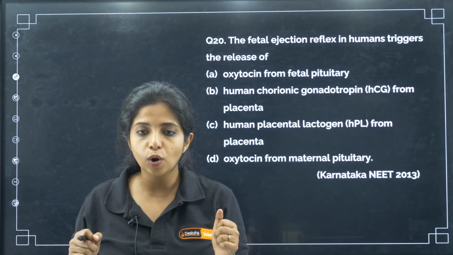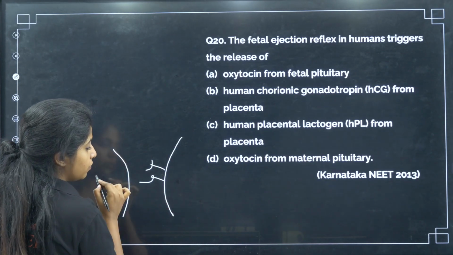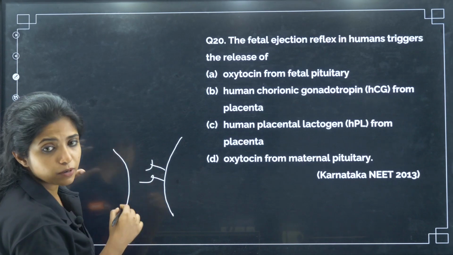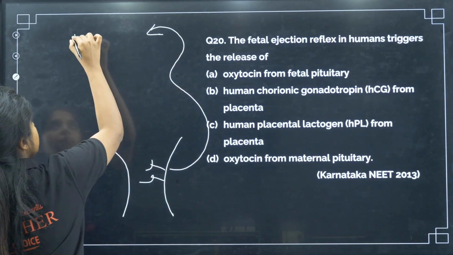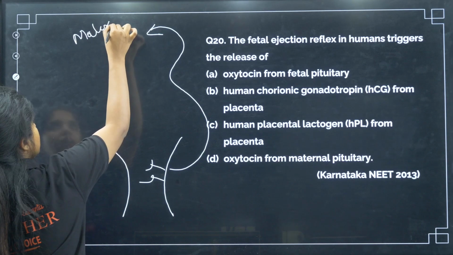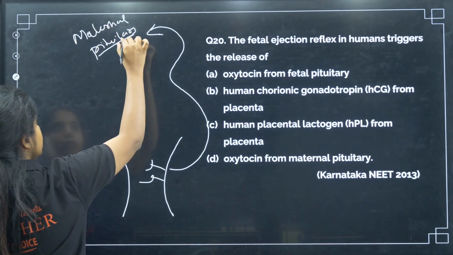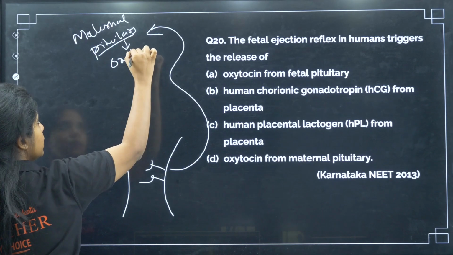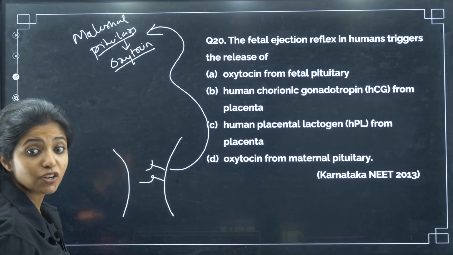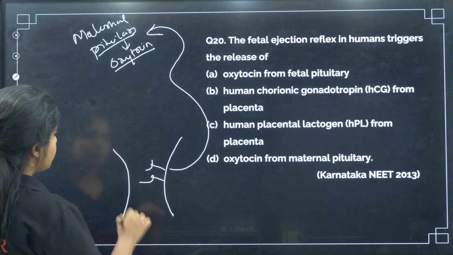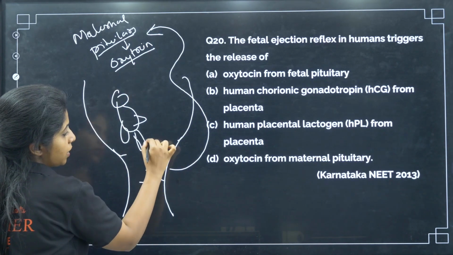When they try to move out, there are certain stress receptors up here in the cervical region, my dear children, which become very much active. When these stress receptors become active, they are going to signal the maternal pituitary gland to release a hormone that is known as oxytocin. What is this hormone? This is known as oxytocin. The baby tried to move out, then that's when it all happened.